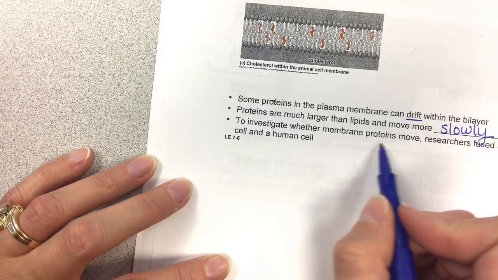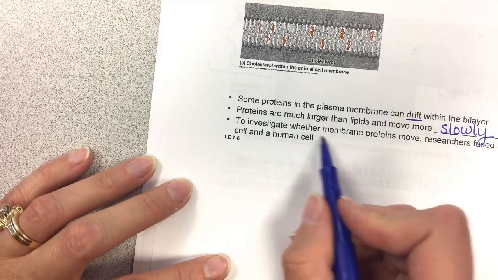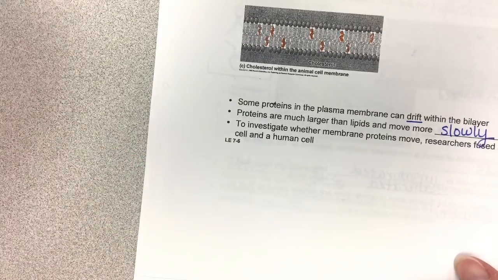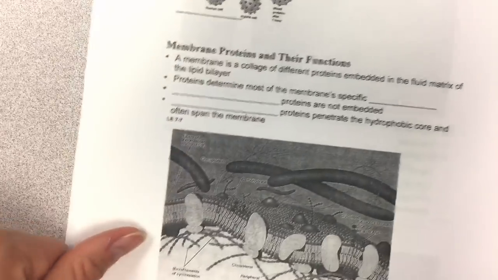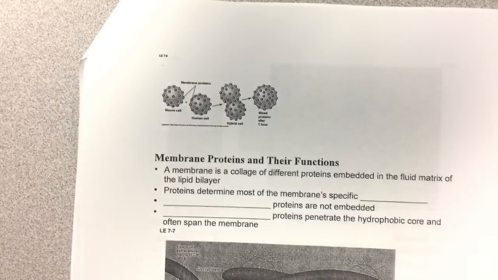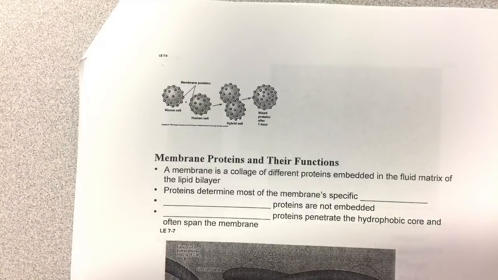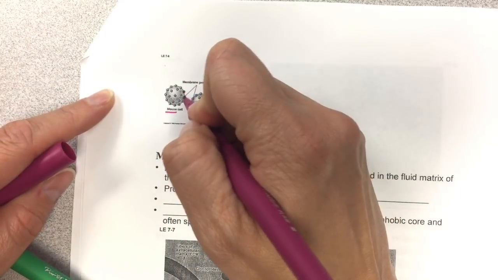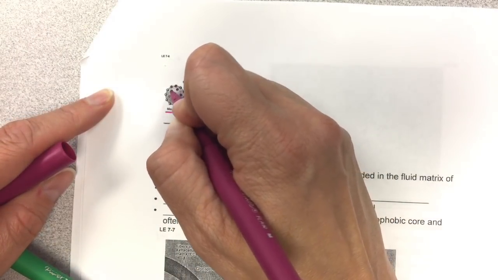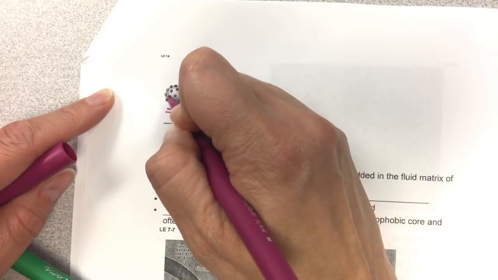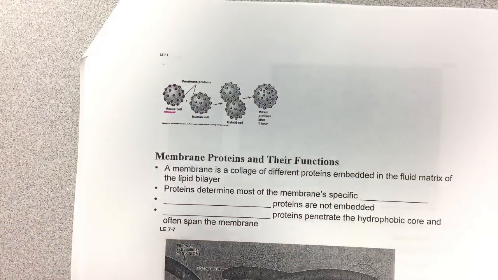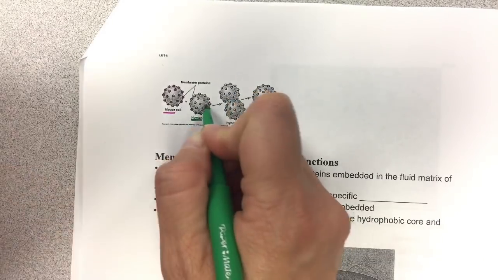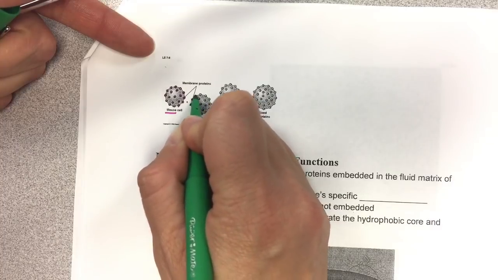So they've done some investigations about the movement of proteins. To investigate whether membrane proteins move, they fused a mouse cell and a human cell. So let's see what happens in this experiment. I'm going to get a couple of colors here. Here's your mouse cell, and these are the membrane proteins that are sticking out. I'm going to color code the mouse cell pink real quick. Let's put a dot on each one of them. And then the human cell is green. So we have the green proteins. Just put a green dot on each one of these.